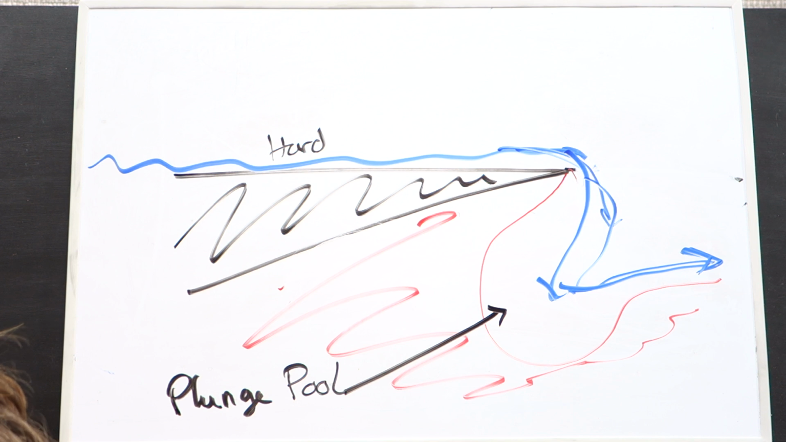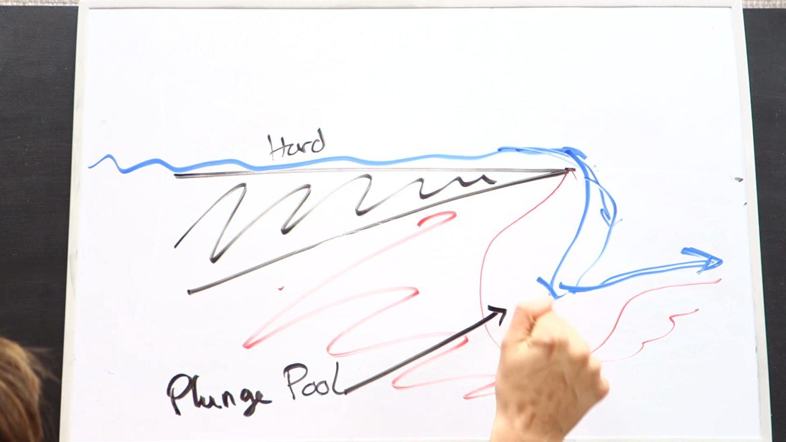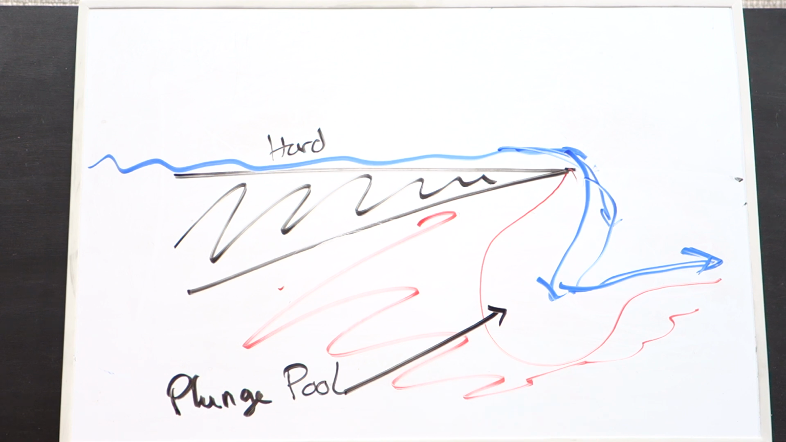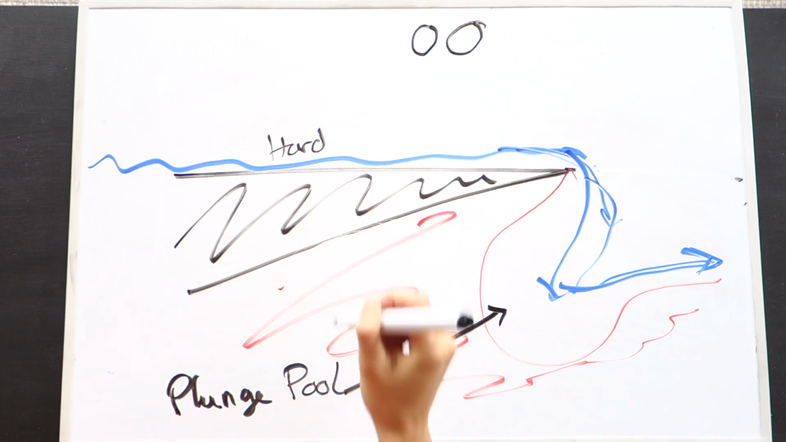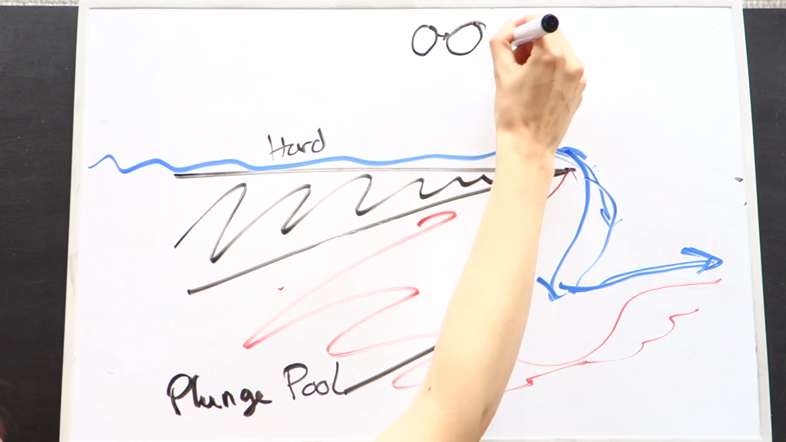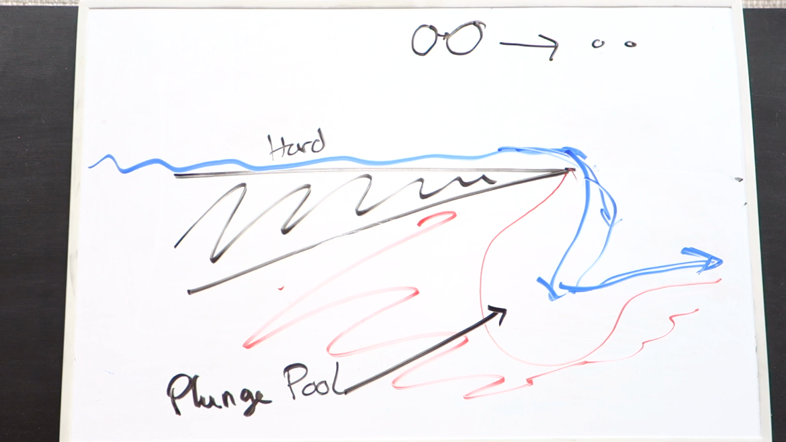Will attrition form the plunge pool? Tell your screen, yes or no. No. Well done if you said no. The plunge pool is not going to be formed by attrition, because attrition is when the load that the river is carrying is smashed together and gets smaller. Attrition happens on what the river is carrying, not the bed of the river.